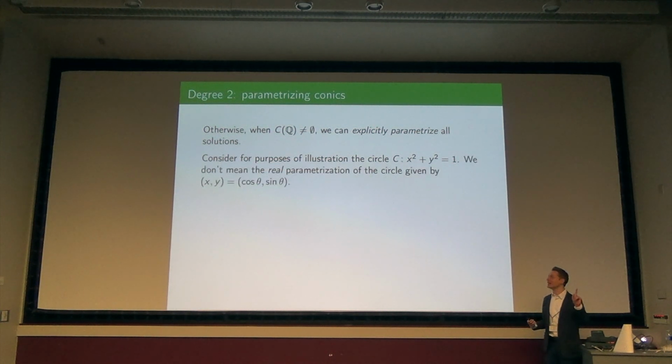Okay. Now, I don't mean the real parameterization of the circle, which is what you may have been thinking or would tell your calculus students when you integrate along a curve. I don't mean that. Cosine and sine are not going to help us to decide if there are rational solutions or not. Okay? I mean something else. I mean, here's a way of generating all the rational points, and I can't just say plug in values of theta for which cosine and sine are rational numbers. That is the problem. Okay?